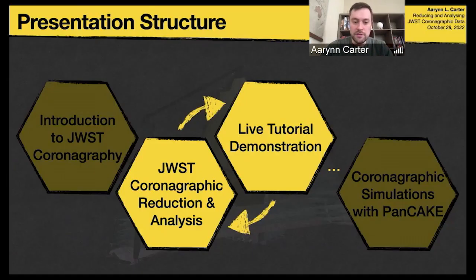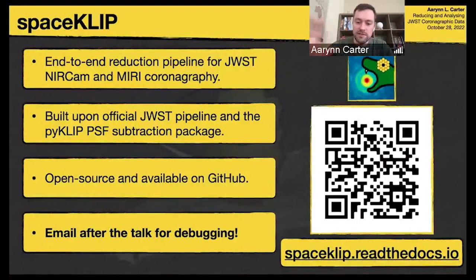To kick off, I'll just give you this intro to spaceKLIP. So here's a QR code and a link you can go to. It's an end-to-end reduction pipeline, so you can go from the lowest level data product you can get from MAST for NIRCam and MIRI coronagraphy, all the way to products such as contrast curves, subtracted images, and companion fitting. It's heavily built upon two packages in particular, the official JWST pipeline and the PyKLIP package. It's open source and available on GitHub.